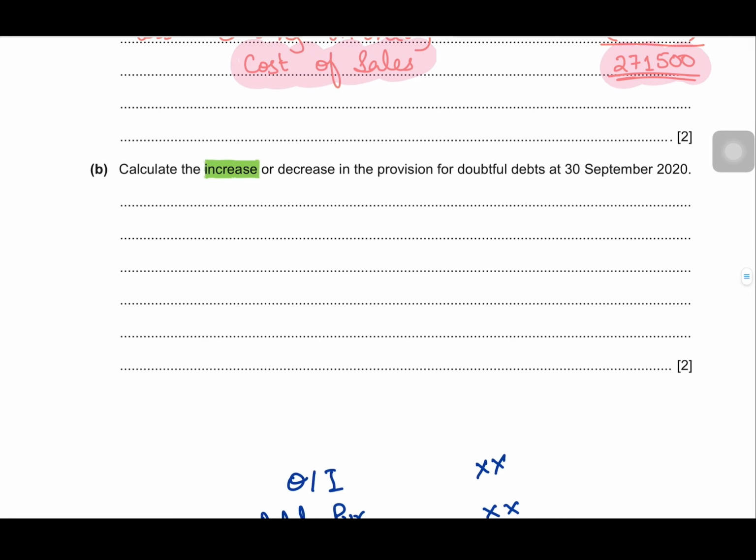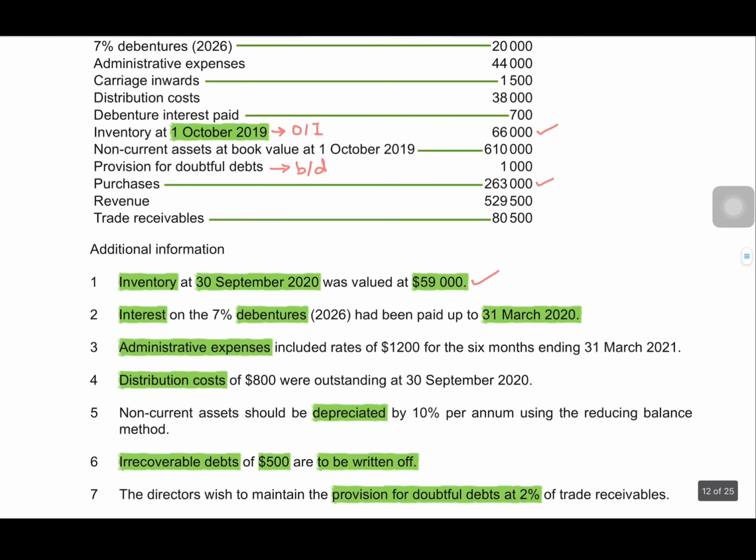Part B says calculate the increase or decrease in the provision for doubtful debts at 30th September 2020. So we have to find out whether the provision for doubtful debts is increasing as compared to last year or whether it is decreasing. So how do we do that? First of all, we take the trade receivables, and the figure which is to be taken for trade receivables should be the one which is after the subtraction of bad debts by the year end.